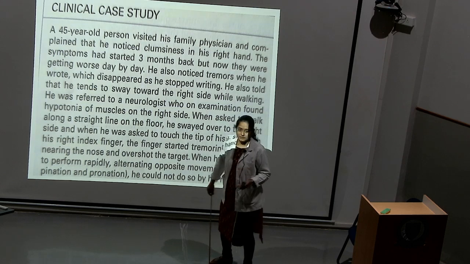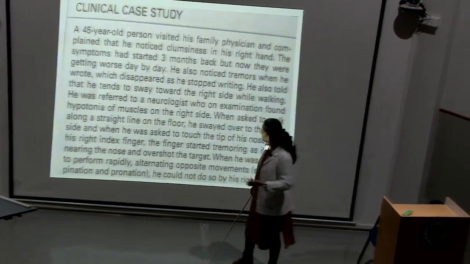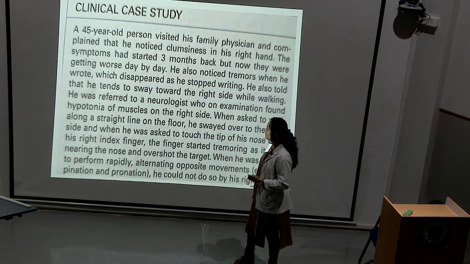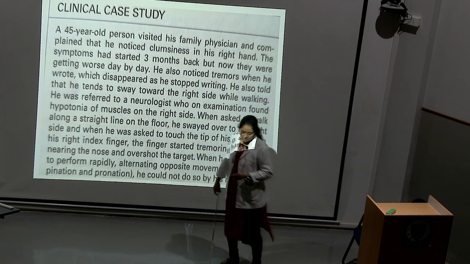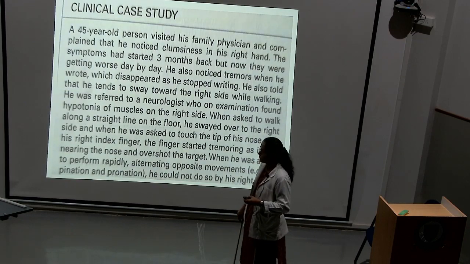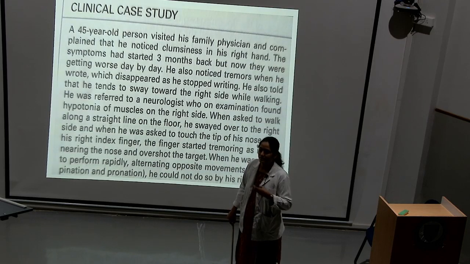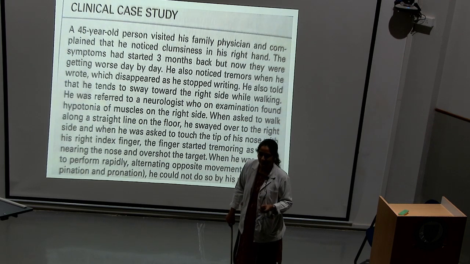When a neurologist examined him, there was hypotonia of the muscles, and when he was asked to walk in a straight line, he swayed over to the right side, and there were a lot of other symptoms also. So, seeing this clinical scenario here, we can make out that most of the problems the person is facing are motor problems, okay, and it is something to do with his equilibrium. He is not able to maintain his balance, and his motor activities, skilled activities are affected.